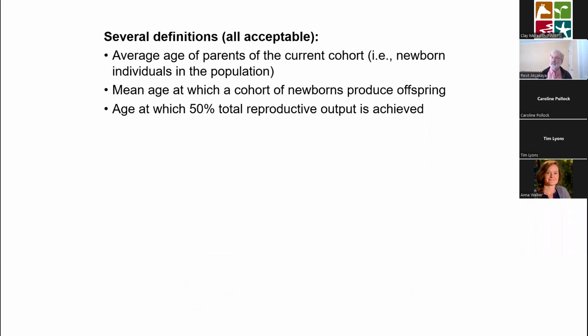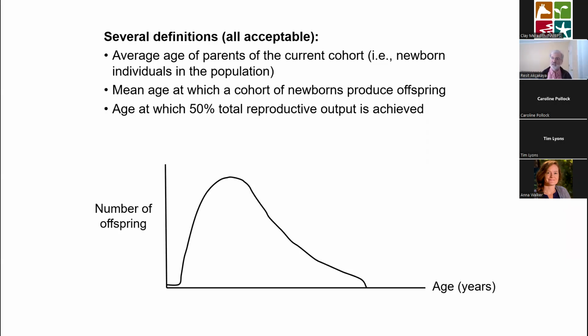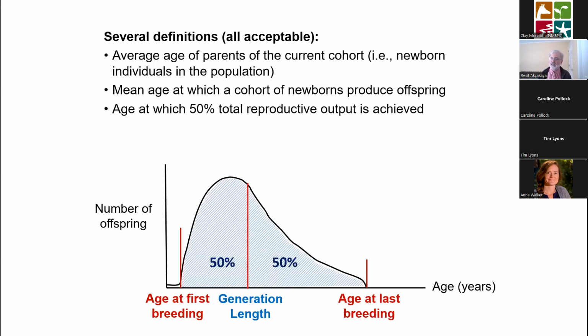And the third one is very similar, actually: the age at which 50% of total reproductive output is reached. So imagine you are following a typical individual throughout its lifetime. Reproduction starts at some point, and a young individual doesn't have that many babies. The reproduction peaks at some point, and then at some point there is senescence and the individual stops breeding. The point in time at which 50% of the reproduction has occurred is another definition of the generation length. Okay, so those are the three definitions.